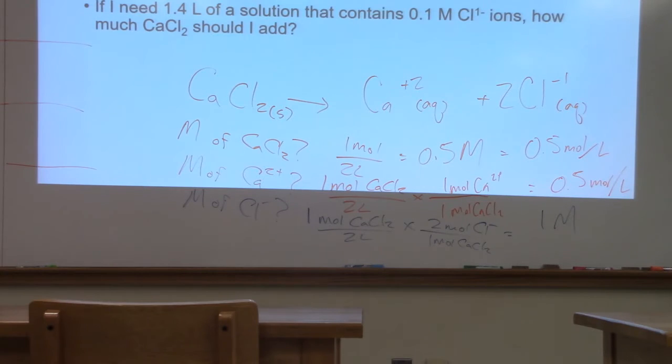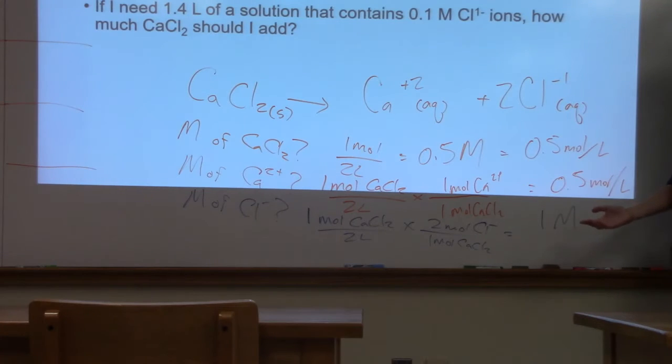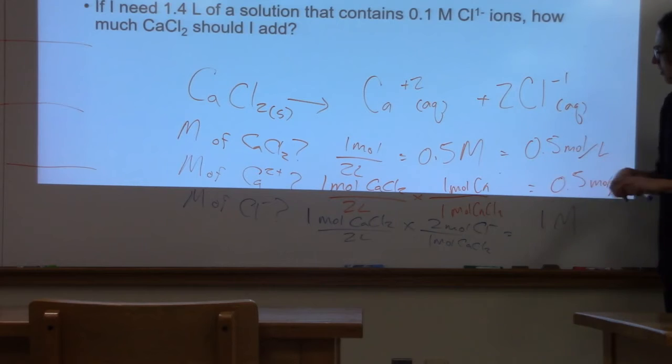Is it supposed to be 2 plus over the 1 mole of Ca? This one? Yeah, it is. Yeah, that's a 2 plus. Sorry, doesn't really look like it, but it is. In the long way.